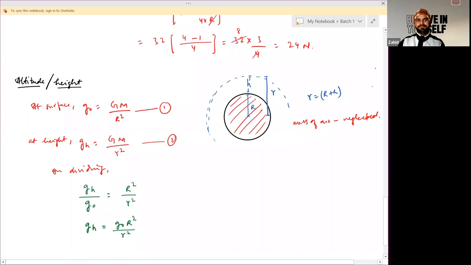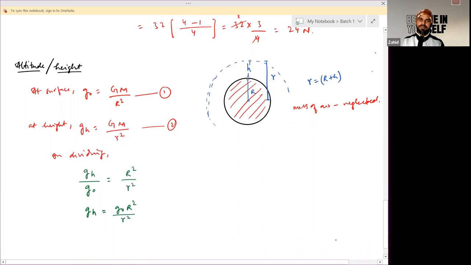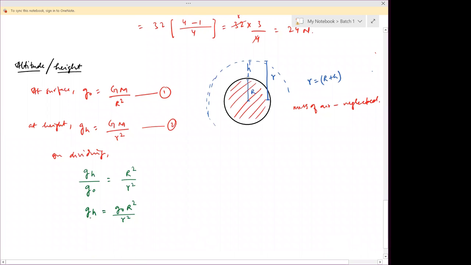Is it clear? Hamza, any doubt? No, sir, no doubt.